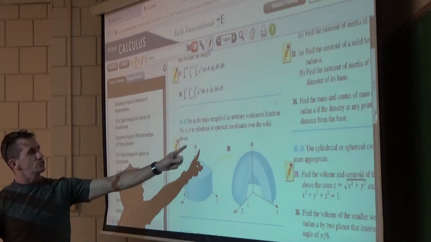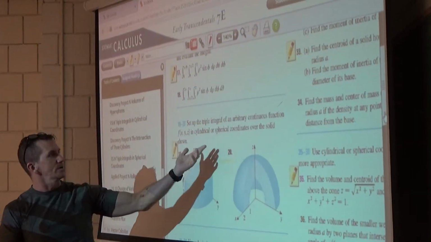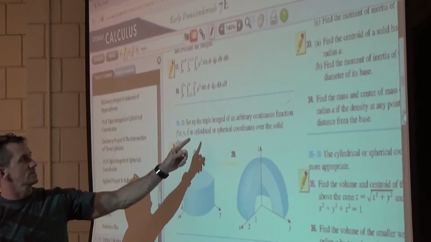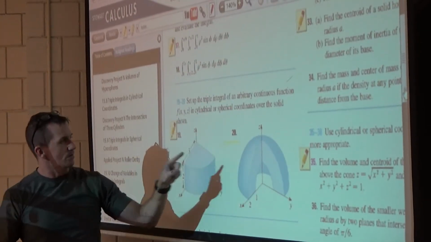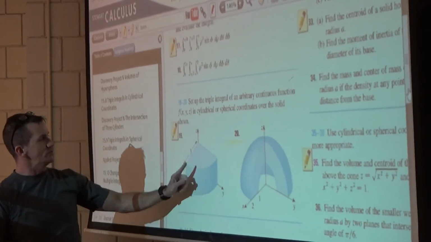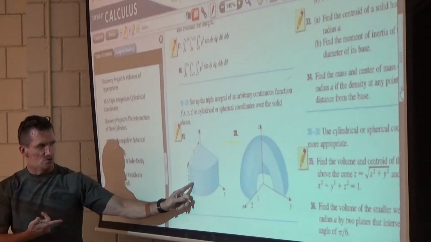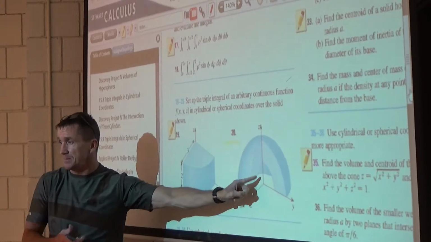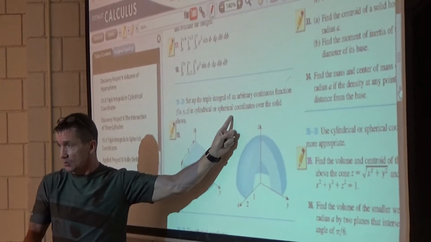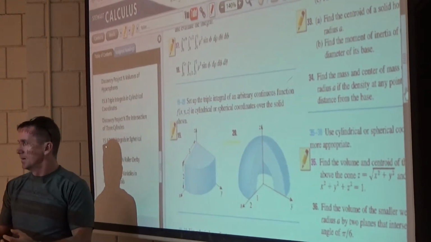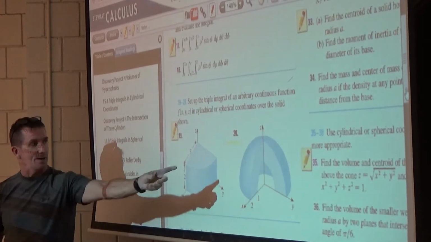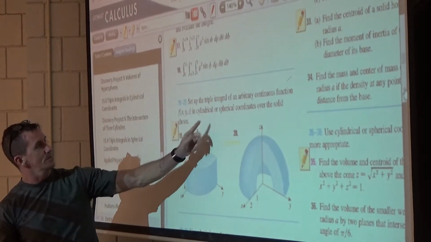Can you set up a triple integral of an arbitrary continuous function of x, y, and z in cylindrical or spherical for that right there? Do you agree this problem would be easy in cylindrical coordinates? But how about that? That's going to be a lot easier in spherical coordinates. You see how it's a portion of a sphere? It's got a hole in the middle. So we're going to set that up over that solid.